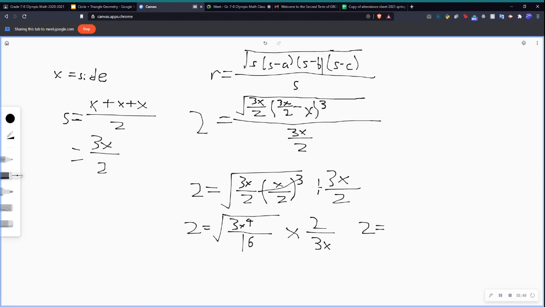We can simplify some parts in this square root. We can't simplify the 3, but we can simplify the x to the 4 divided by 16. So we're just going to move square root 3 out of here. If we take the square root of x to the 4 divided by 16, we would get x squared over 4. So square root 3 times this fraction, x squared over 4. And then we have this afterwards, so 2 divided by 3x.